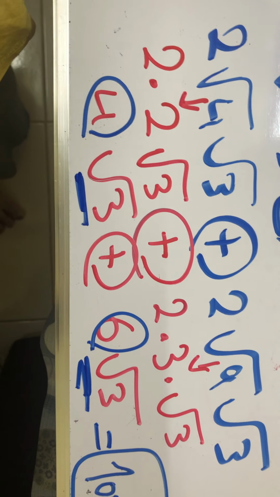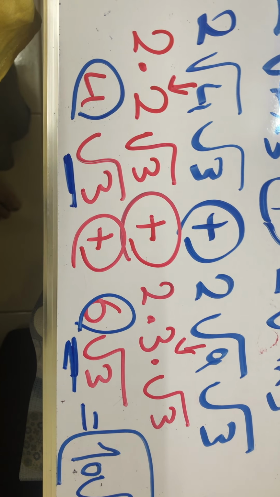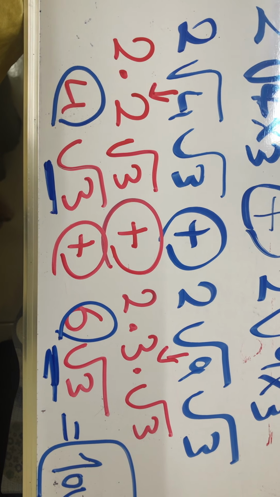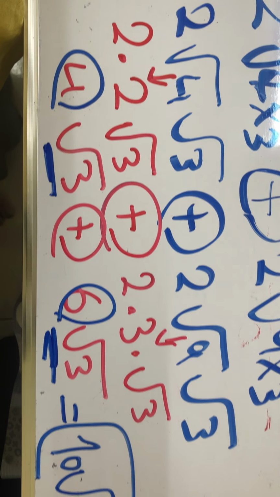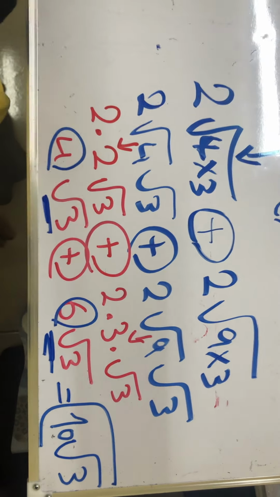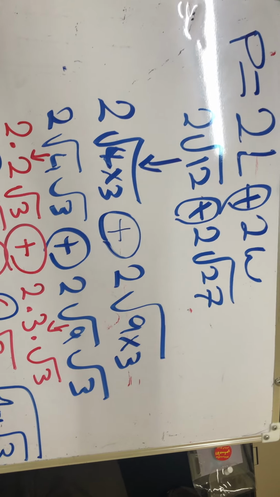Now I have an addition problem. 4 square root 3 plus 6 square root 3. I'll write square root 3 just one time and add 4 plus 6 equal 10 square root 3. This is the problem.